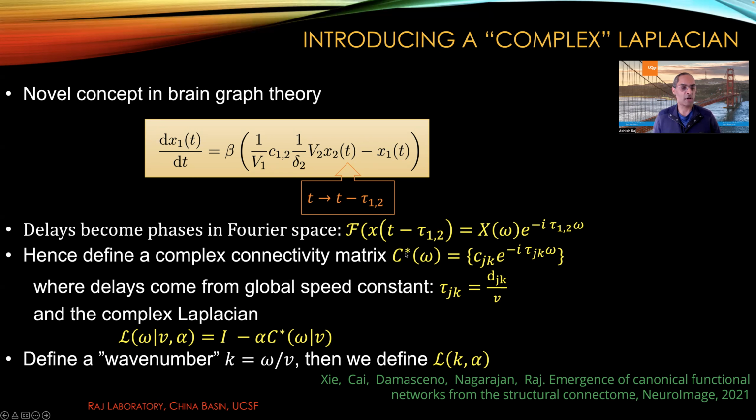So let's call that C star. And therefore, you can define analogously a complex Laplacian, which is basically coming from C star instead of C. And of course, these Laplacian matrices have frequency dependency given by omega. In some work that omega is subsumed into the speed of transmission v via the wave number k. And this was described really nicely in a paper by Sear et al. in NeuroImage 2021.